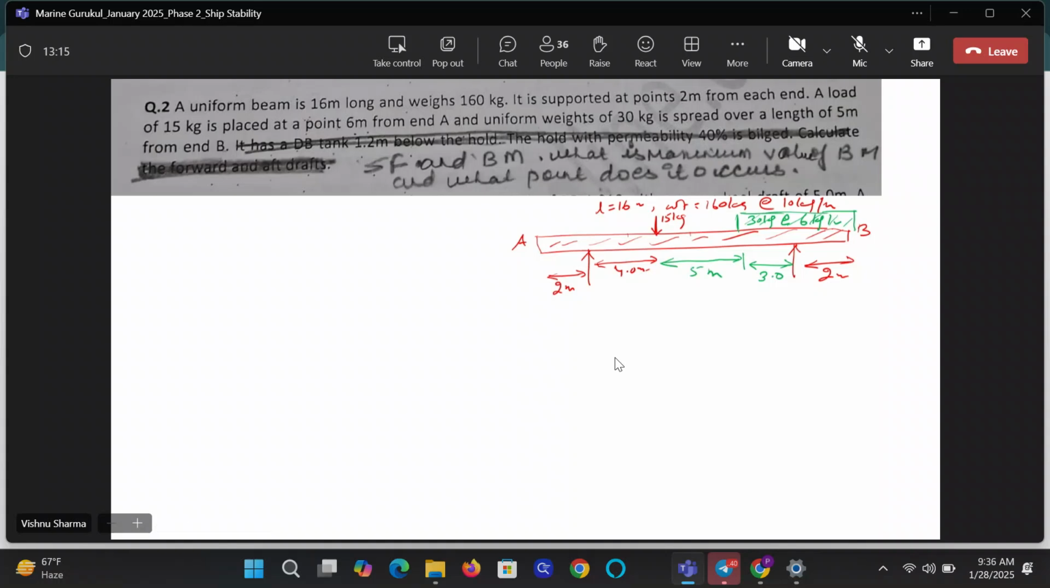Correctly, sir, correctly. So is this the diagram you have made? Yes, sir. Everybody who has tried solving it, I'm sure this is the diagram you have made. If you have not made this diagram, then obviously the answers would not match.